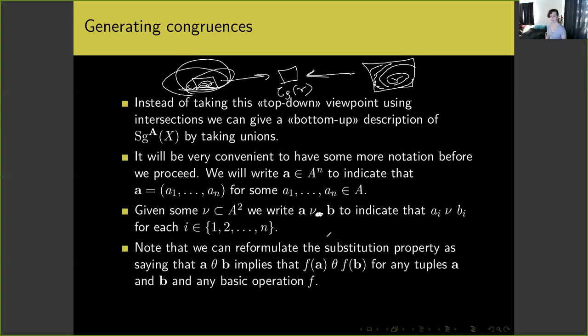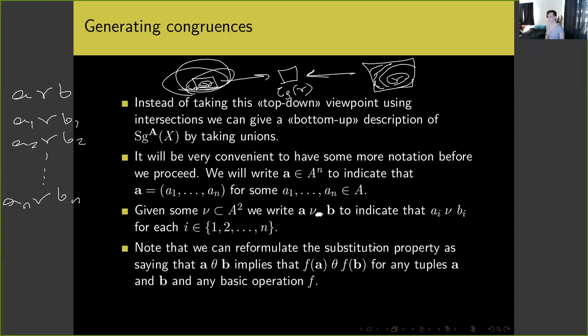Without this N here, that N is a horrible typo that I realize now I don't want, to indicate that each of the individual entries, Ai, are related to their corresponding partner, Bi. So we're going to write A nu B, when what we mean is that A1 is related by nu to B1, A2 nu B2, and so forth down to An nu Bn. So that's just shorthand for this situation, which we've been considering a lot, actually.